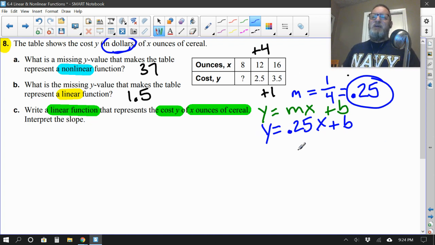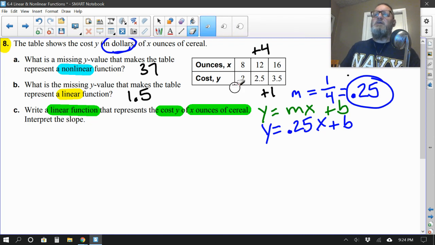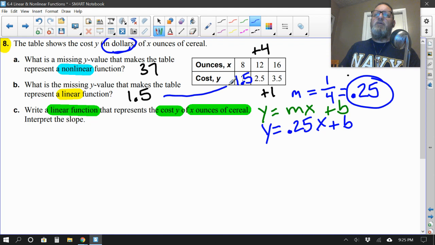Now, you might wonder, how do you get from here to knowing what this b value is? Here's what you do. You just take one of the amounts in your table. Now, we already figured it out over here. It was 1.5. Sorry for the confusion there. We already figured out this was 1.5. Now, the 8 is the x, and the y is the 1.5.